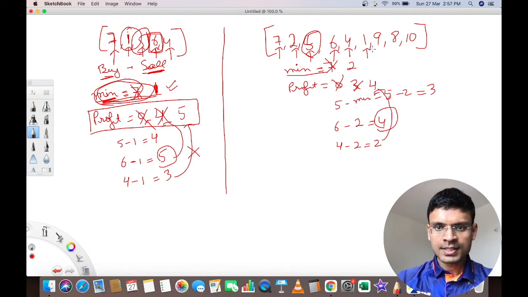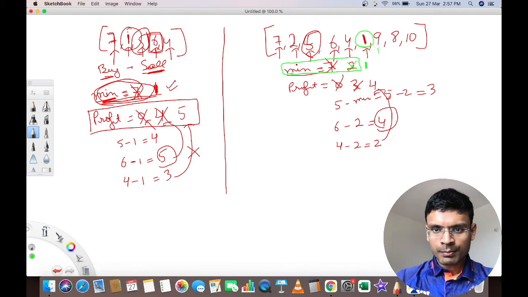Now comes the value as 1. Now we compare this one with the minimum value that we had already. So 2 is greater than 1, so we need to update this min value as 1.